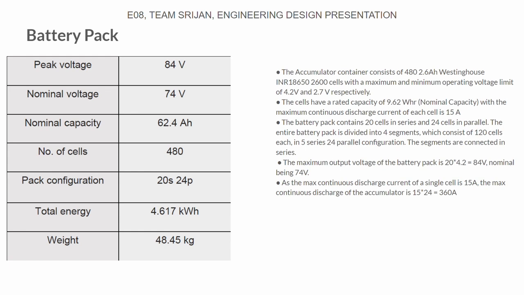Battery pack. The accumulator container consists of 480 2.6 ampere hour Westinghouse cells with a maximum and minimum operating voltage limit of 4.2 volts and 2.7 volts respectively. The battery pack consists of 20 cells in series and 24 cells in parallel. The maximum output voltage of the battery pack is 20 times 4.2, that is 84 volts, nominal being 70 volts. As the max continuous discharge current of a single cell is 15 ampere, the max continuous discharge of the accumulator is 360 ampere.